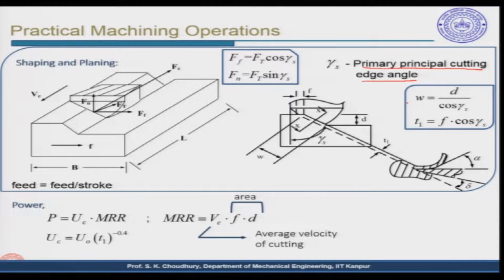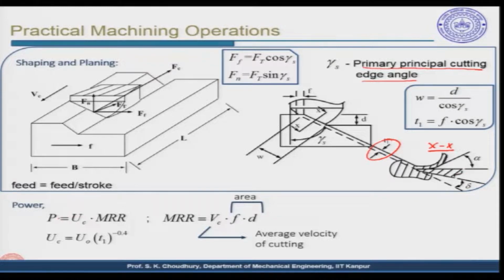And the geometrical parameters, like in the case of turning, the width of cut, which is here, is found out by d divided by cos of the primary principal cutting edge angle, and the T1 we are making the same way as we have done in case of turning. That means we are taking a section xx, and this is the sectional view xx. So, this is the T1, and we have the tool and the workpiece with the rake angle and the flank angle. This remains the same as in case of the turning operation, as you understand.